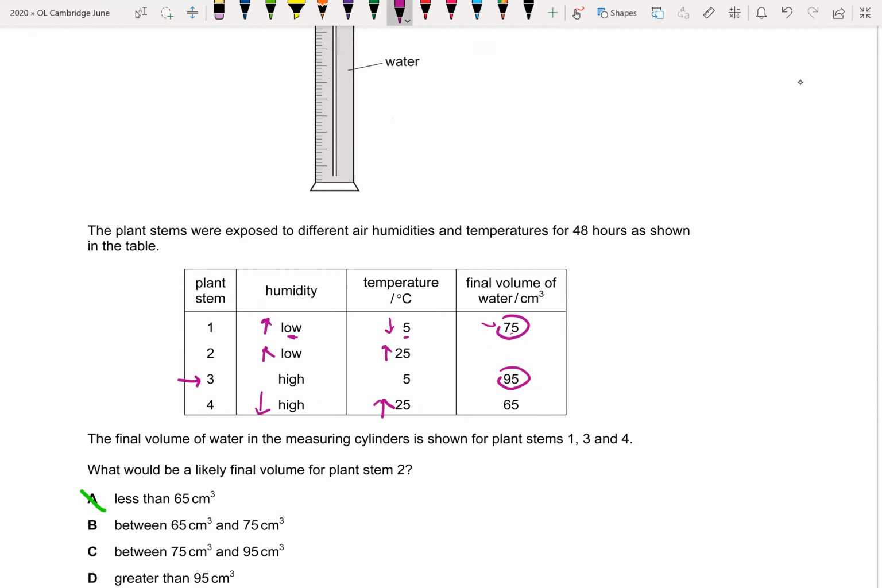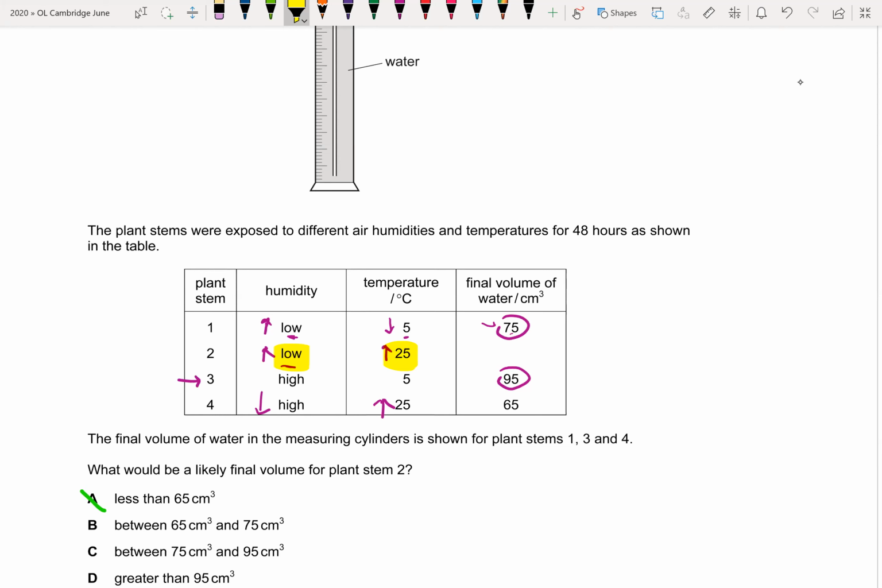In plant 1, the humidity favored water loss but the temperature was low, and the final volume was 75. What do you expect when two factors are favoring water loss? Here I had one favoring water loss and one not, so the water loss was 75. In sample 4, one favored water loss, the high temperature, but the humidity worked against it, and it was 65. When both favor water loss, what do you expect to see? When it was one and one, it was between 75 and 25, right? So when both favor it, definitely the water loss will be greater.